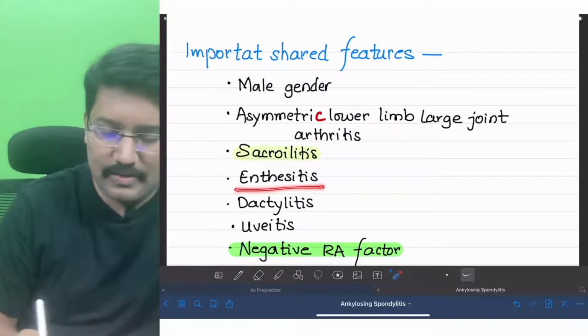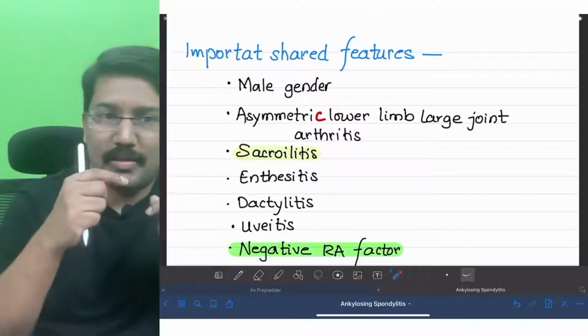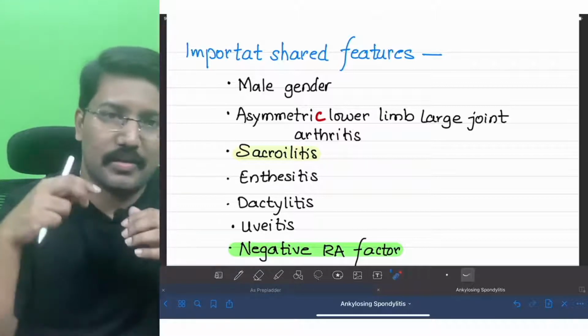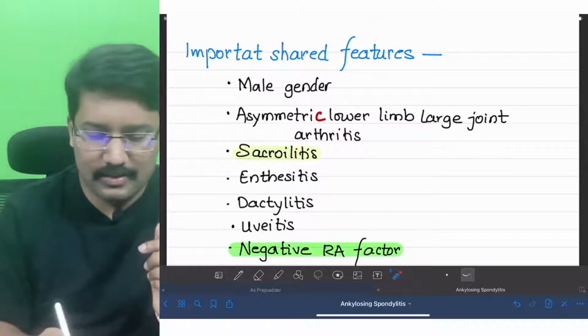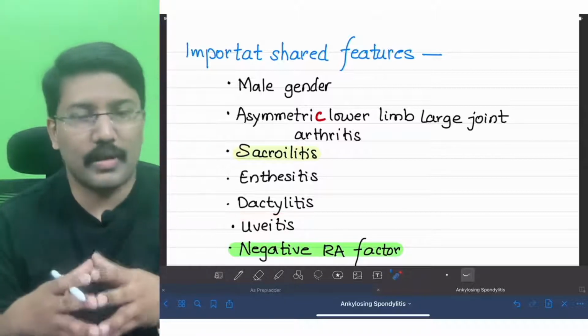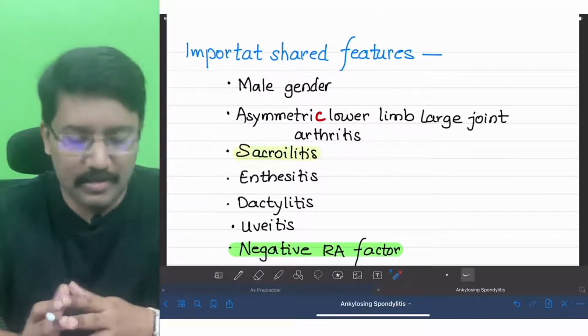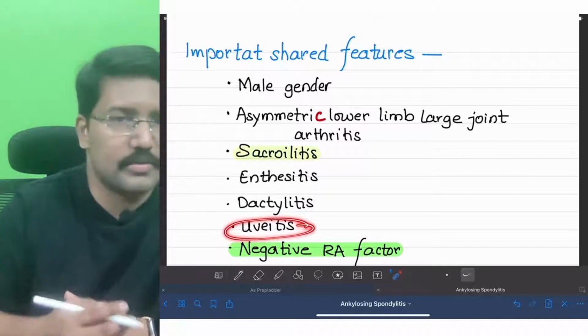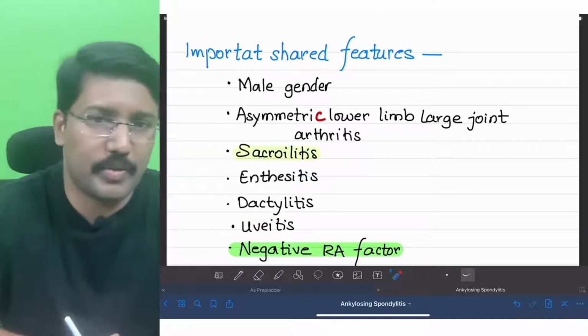Then the third characteristic shared feature is presence of sacroiliitis. Then they can have enthesitis. What is enthesitis? It is the inflammation of the insertion site of tendons and ligaments; when they are inserting at that point, there is inflammation. They can have dactylitis, and one more characteristic feature common across these spondyloarthritic conditions is uveitis. Uveitis is in fact one of the most common extra-articular manifestations.